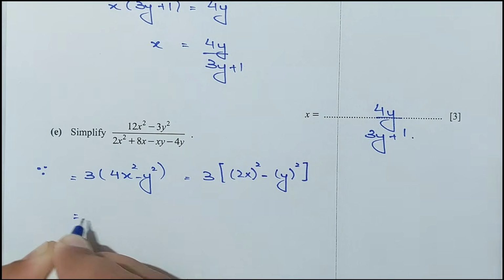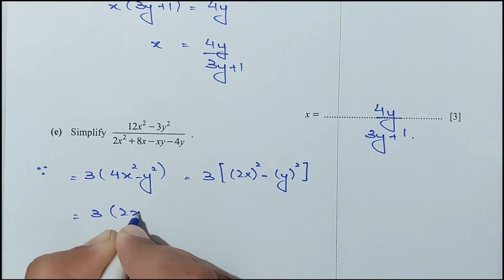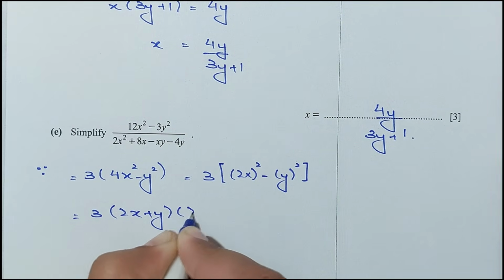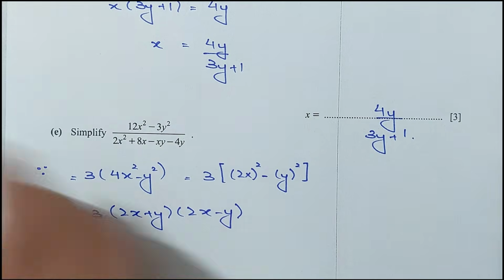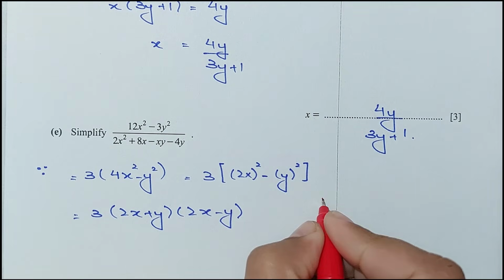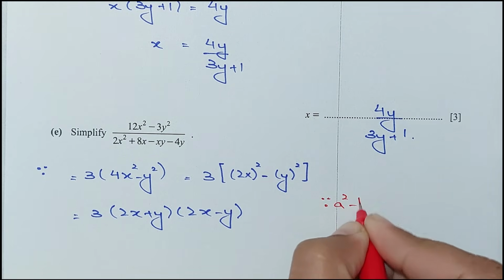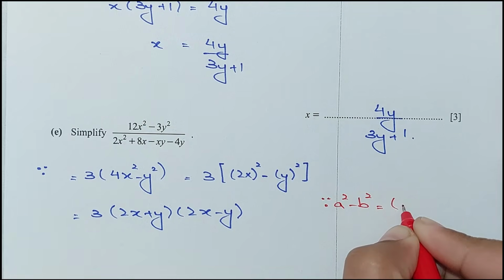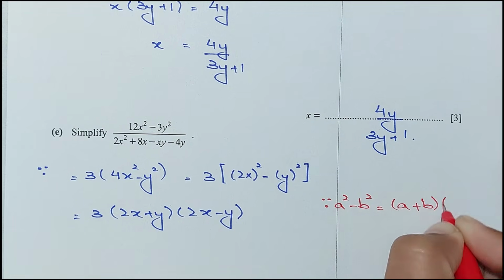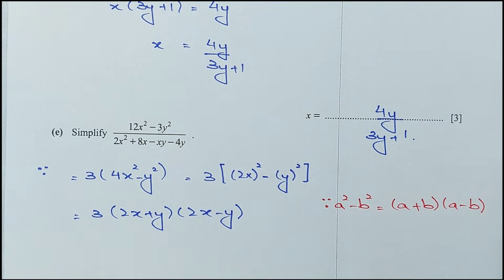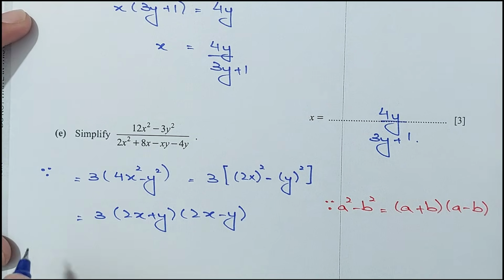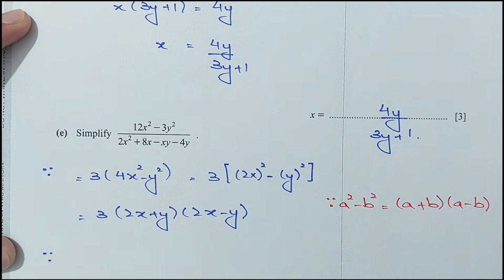Difference of squares basically, 3 times 2x plus y into 2x minus y. We have to use the formula of difference of squares, which is a square minus b square, and their factors are a plus b and a minus b. Right, now solve the denominator.